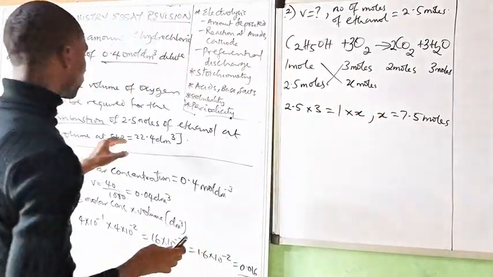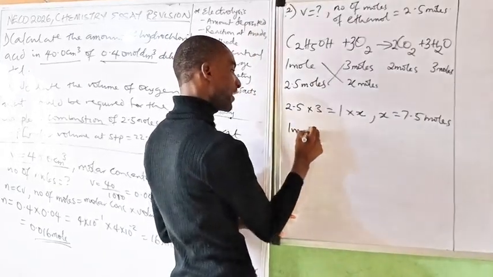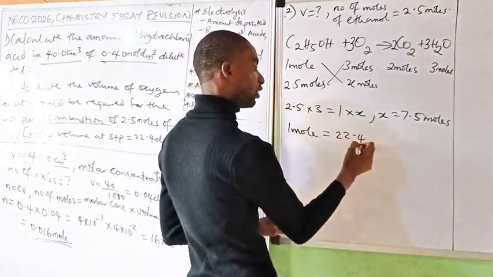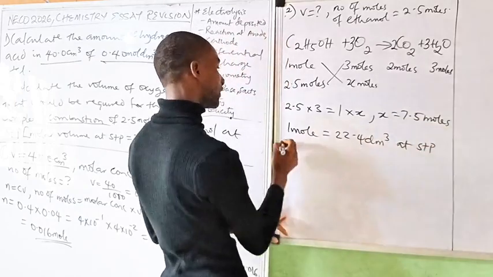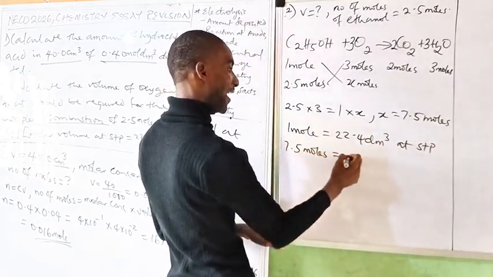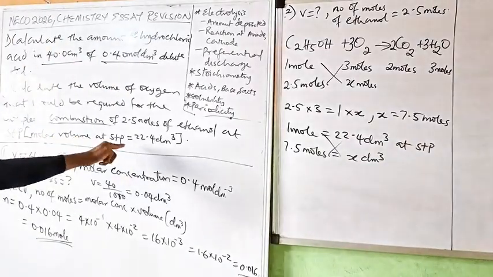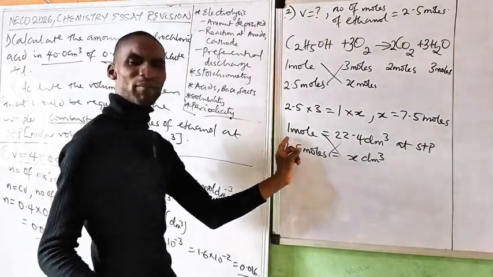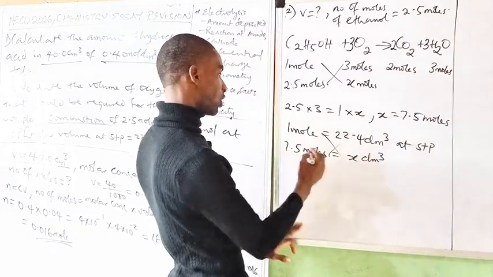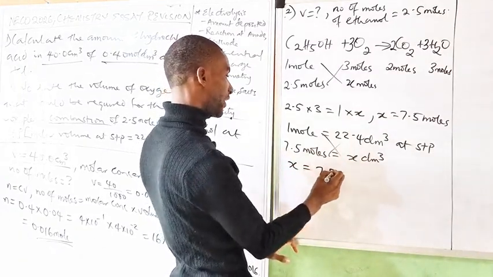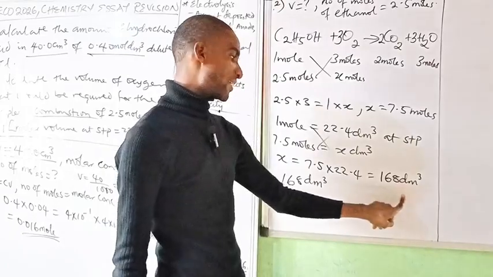But the question is asking us for the volume. Now, if you look at equation 5 from the equations I gave, 1 mole of any gas occupies 22.4 dm³ by volume at STP. So if that is the case, you will now say 7.5 moles, we have x dm³. Then you cross multiply. They've even stated molar volume at STP is 22.4 dm³. So you just say 1 mole of a gas is equal to 22.4 dm³, 7.5 moles will be x. When you cross multiply, your x is going to be 7.5 times 22.4, and that is going to give us 168 dm³.